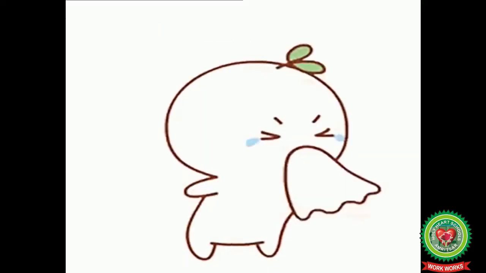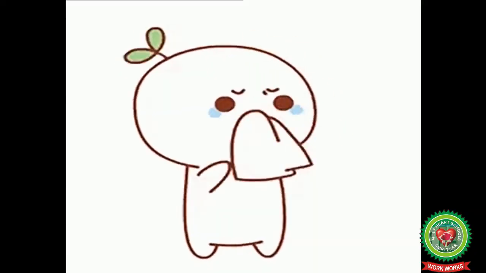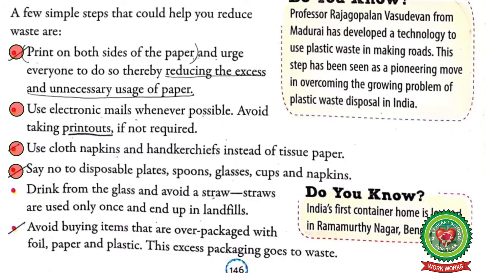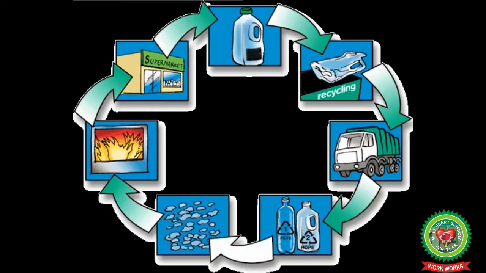Number 3, use clothes, napkins and handkerchiefs instead of tissue papers. Number 4, say no to disposable plates, spoons, glasses, cups and napkins, as these cause soil pollution and moreover these are non-biodegradable waste which cannot be decomposed easily.